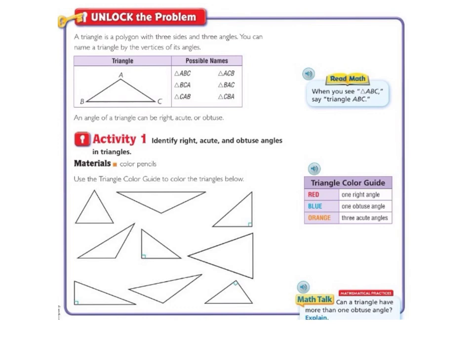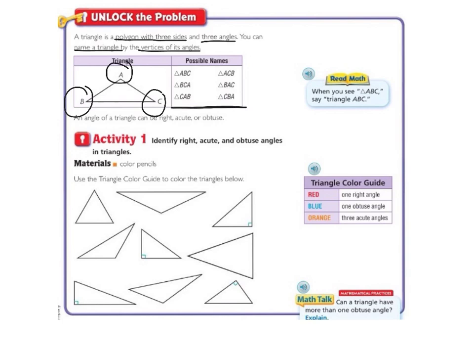Alright, fourth graders, let's start to classify triangles with reading Unlock the Problem on page 385. At the top it states a triangle is a polygon with three sides and three angles. You can name a triangle by the vertices of its angles. In the box below, you can see a triangle with the vertices A, B, and C. To the right of that, you can see all of the possible names for this one triangle.